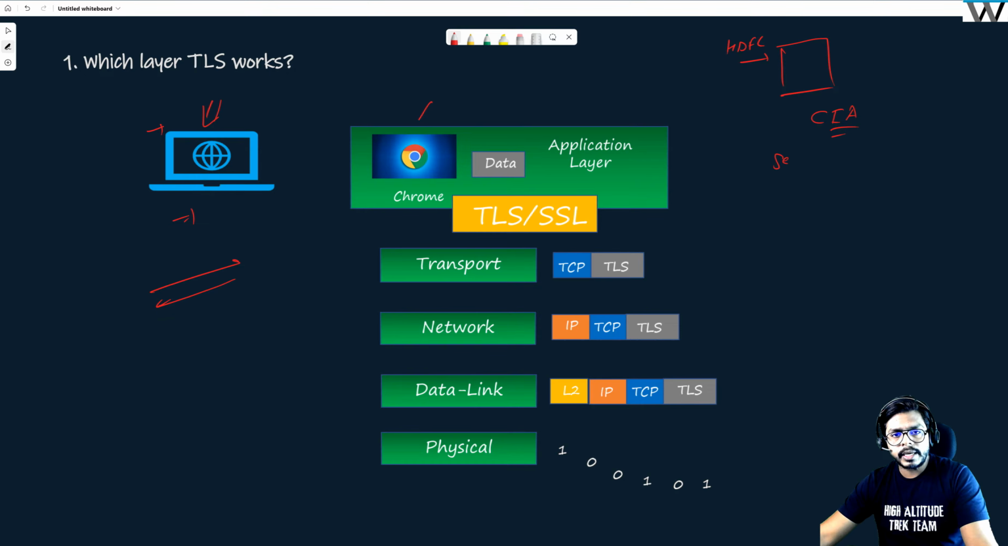So this Chrome creates that data for you, which you want to encrypt using TLS or SSL. So where does TLS SSL stick? Maybe it's an application layer, maybe it's a transport layer. I was thinking about it, and if we can place it somewhere between the application layer and transport layer, then it makes more sense, because whatever data this Chrome browser is providing in the application layer, we are going to encrypt it using TLS or SSL, which is the main job of TLS SSL.